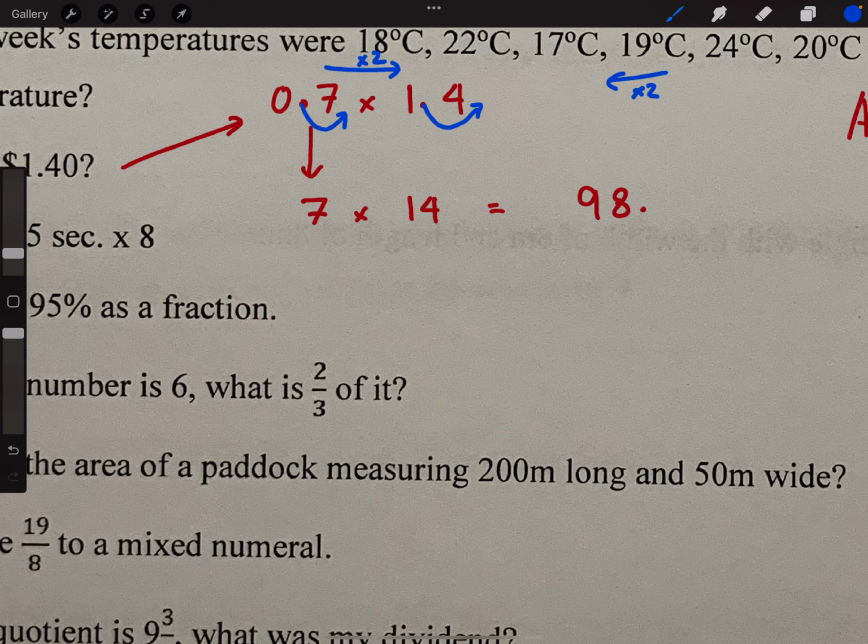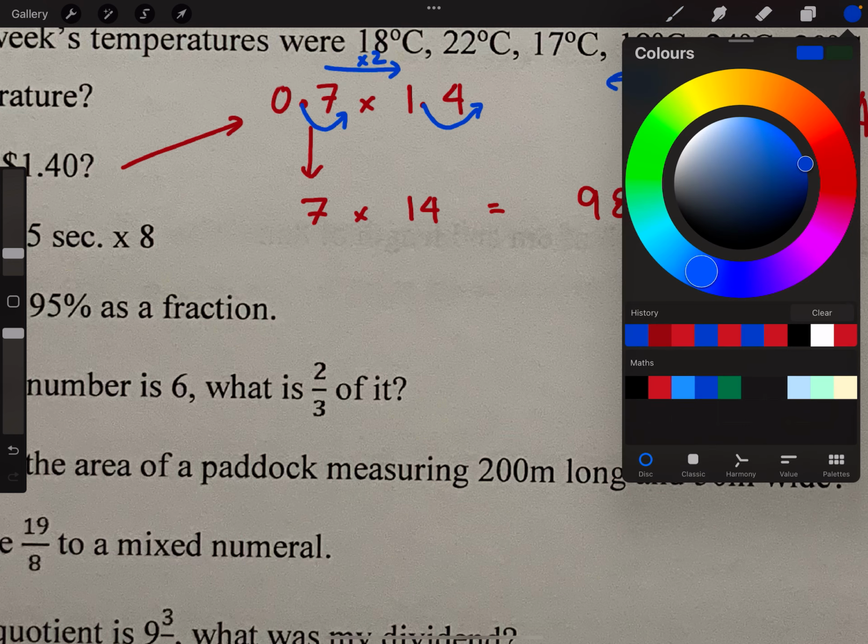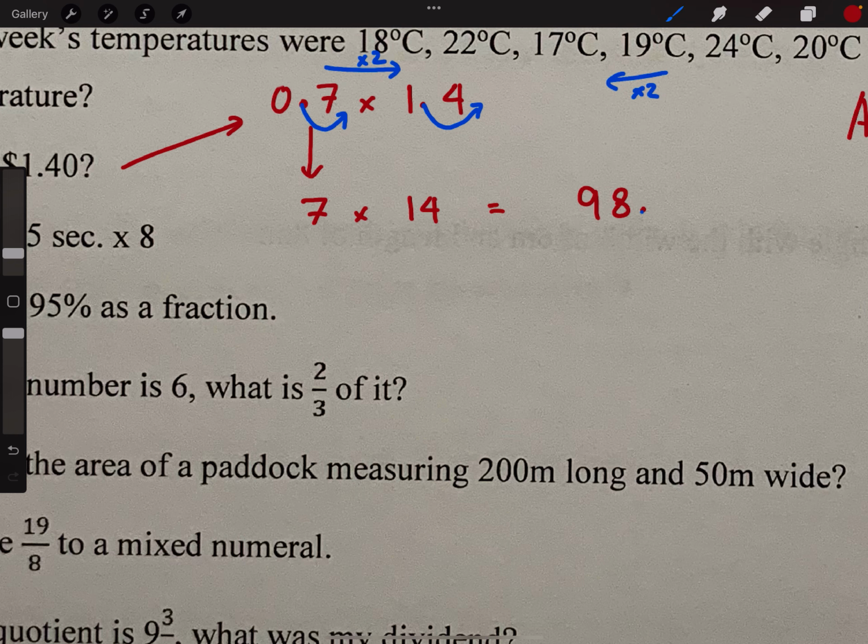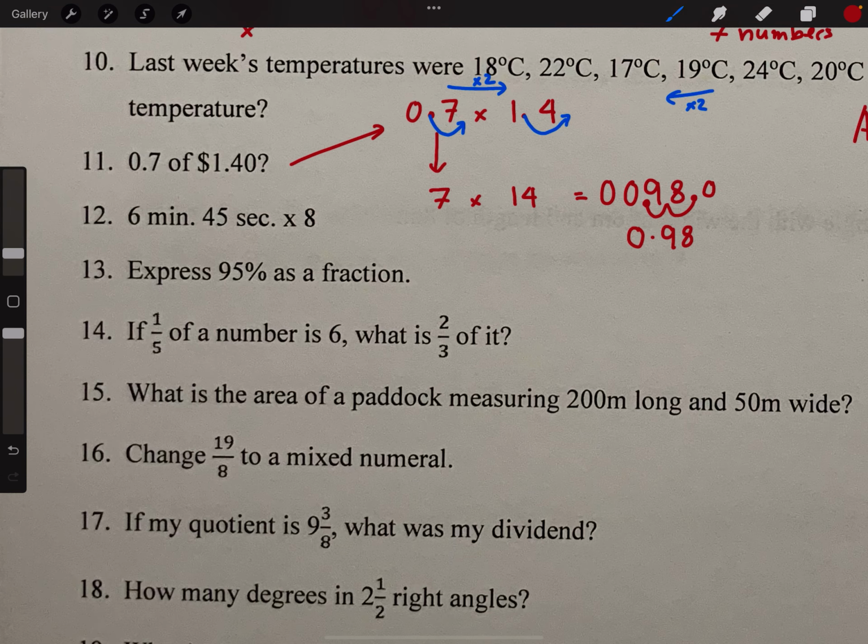So let's do that. Before we do that, let's put in some zeros to see where the decimal place is going to land. So at the moment, decimal place is right here. Okay, let's move it back. 1, 2. So now it's going to be here. So the answer is going to be 0.98. Alrighty. Move on to the next question.